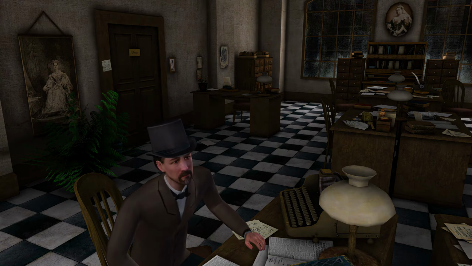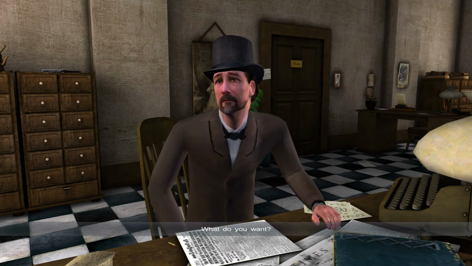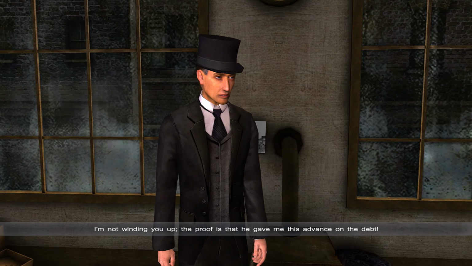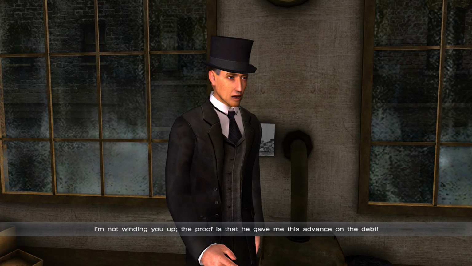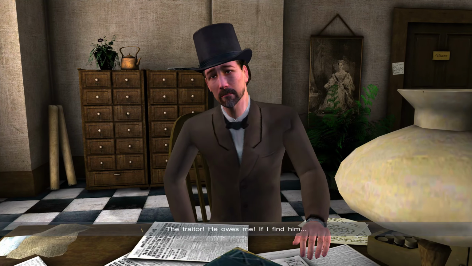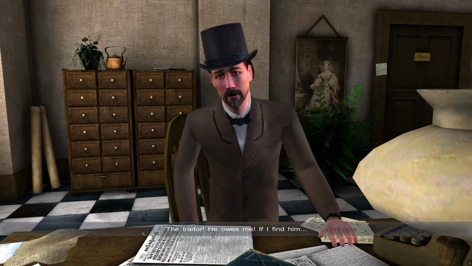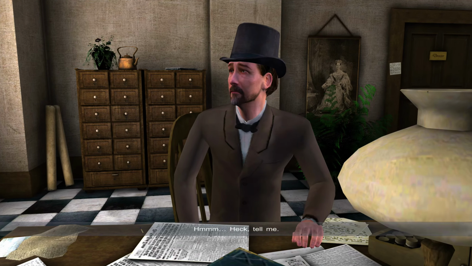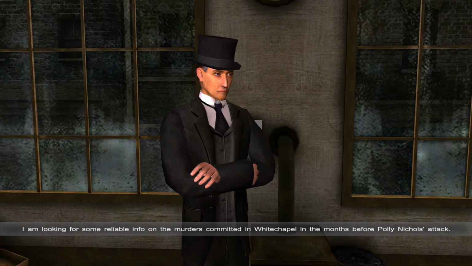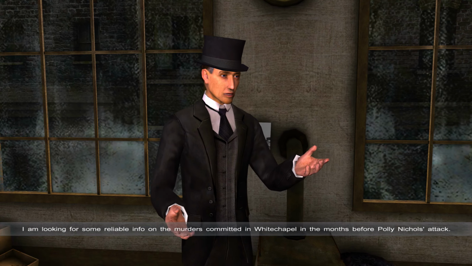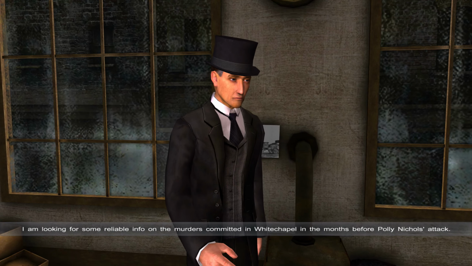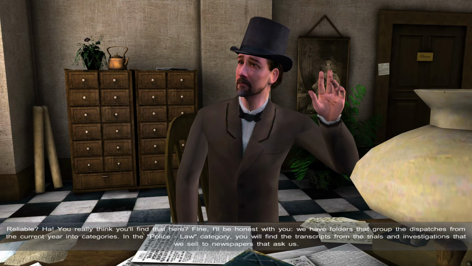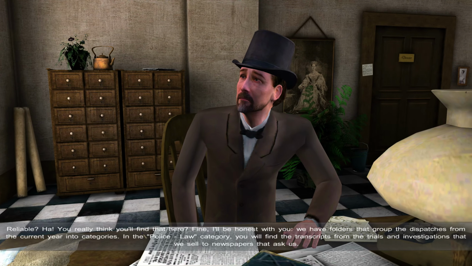What do you want? I'm not winding you up. The proof is that he gave me this advance on the debt. The traitor! He owes me if I find him. Before I leave, can you do me a favor? Heck, tell me. I'm looking for some reliable info on the murders committed in Whitechapel in the months before Polly Nichols' attack. Reliable? Ha! You really think you'll find that here?